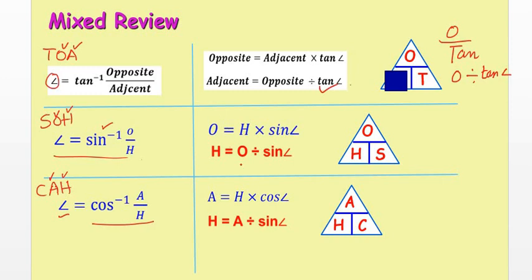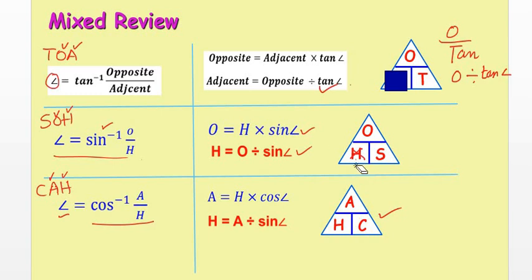Same is the case for soh and cah. If you are finding the opposite, cover this word opposite and multiply the hypotenuse with the sine of the angle. And if you are finding the hypotenuse, you cover the hypotenuse and divide the opposite by the sine of the angle. The formulas are written here. Same is the case with this one.